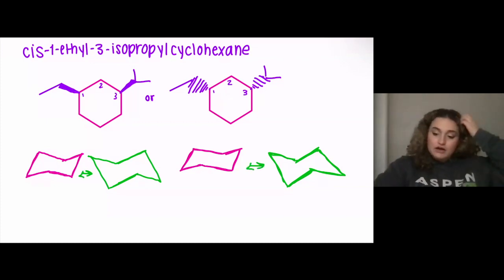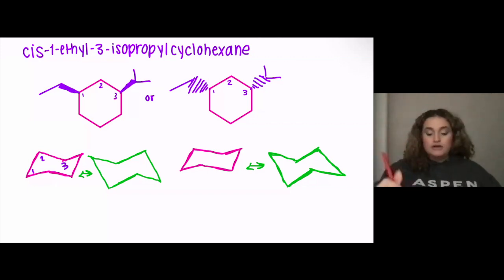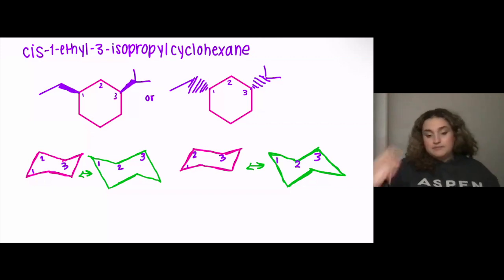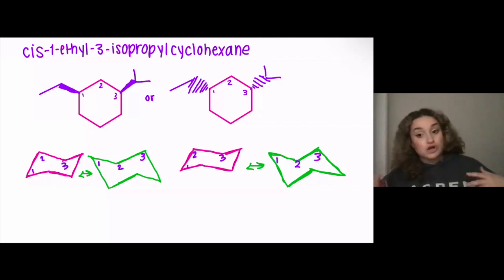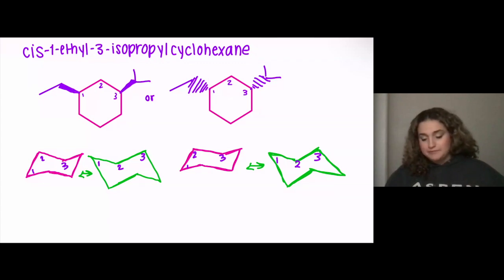What happened here? Well, let's say this was carbon 1, 2, 3. When you do a ring flip, it just moves everything over one. So here, this is going to now be carbon 1, 2, 3. So we already had carbon 1, 2, 3, and it's ring flip 1, 2, 3. So if you were asked to draw on an exam, draw this structure in a chair conformation and its ring flip version, this is how you would set it up.